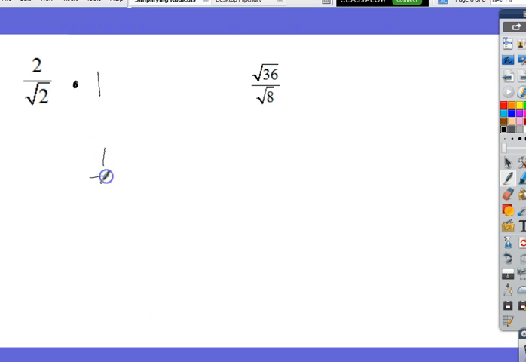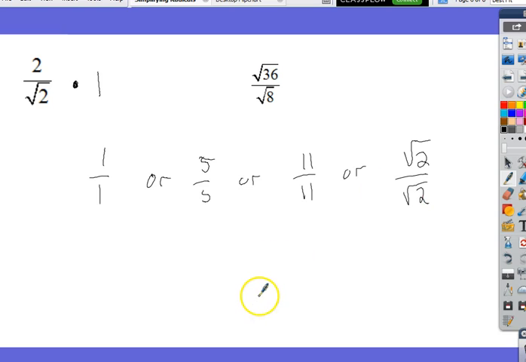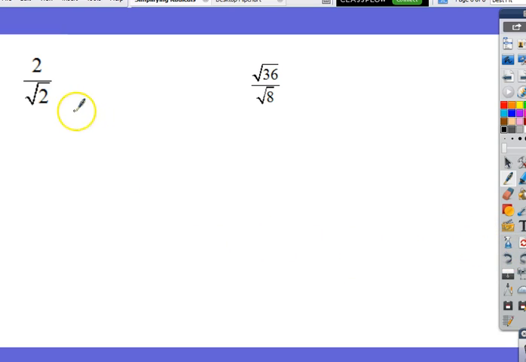1 comes in many, many forms. 1 could be written as 1 over 1, or as 5 over 5, or as 11 over 11, or as the square root of 2 over the square root of 2. Just so long as you have the same thing in the numerator and the denominator, that fraction is equivalent to 1. So what I'm going to do when I rationalize a denominator is multiply its denominator by its exact value.